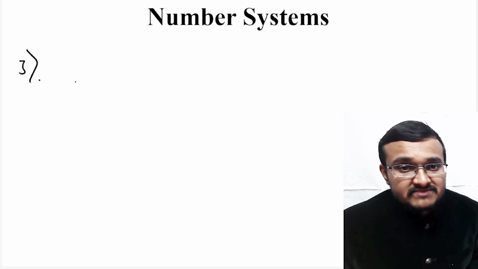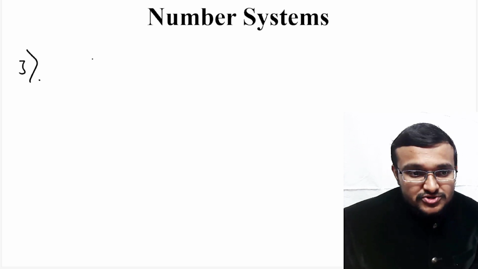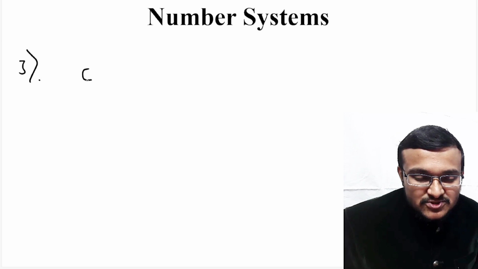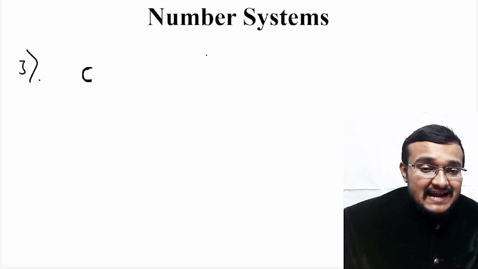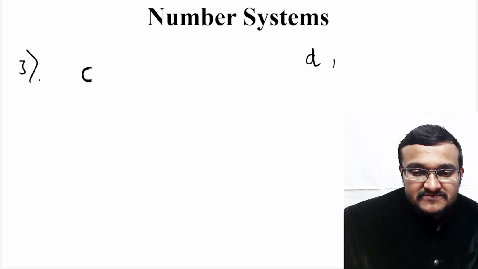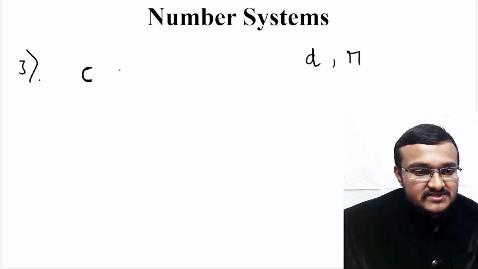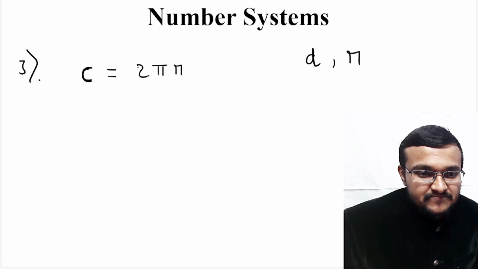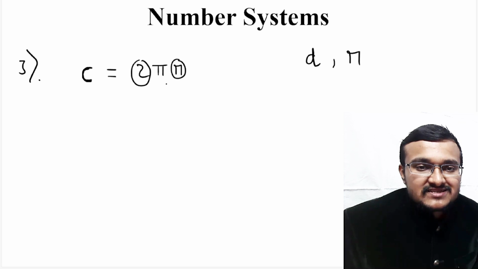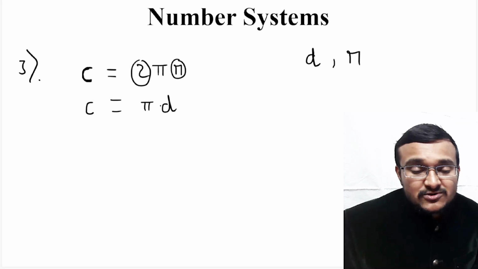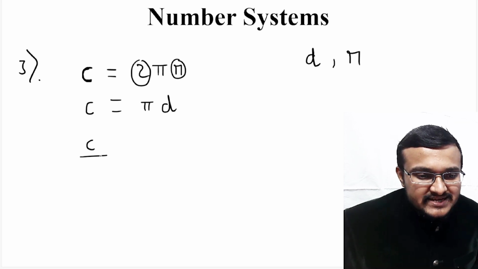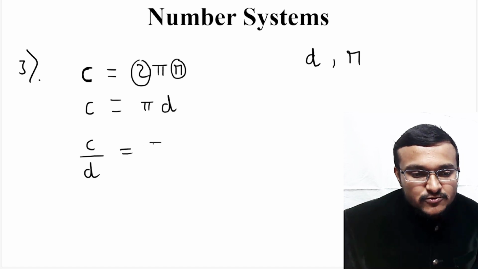So coming to the third question, here we all know the circumference of a circle. Let's say small c is the circumference of a particular circle, small d is the diameter of the circle and small r is the radius of the circle. So the circumference value is always equal to 2 pi r. So 2 times radius is nothing but the diameter. So I can write this as pi into d. So c, that is circumference, is equal to pi into d. So c divided by d gives you pi.